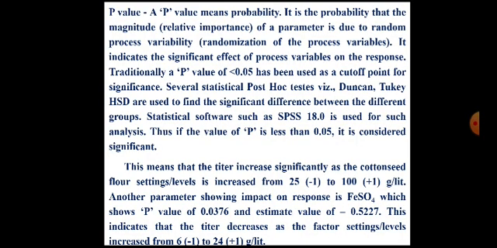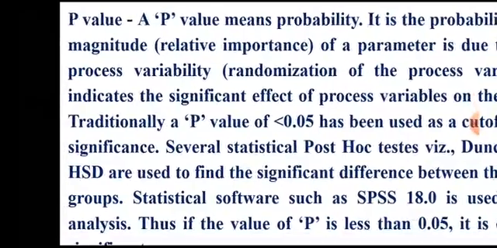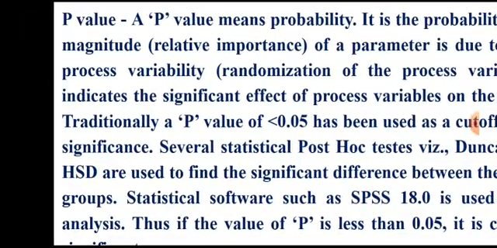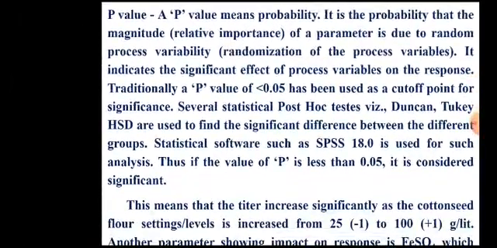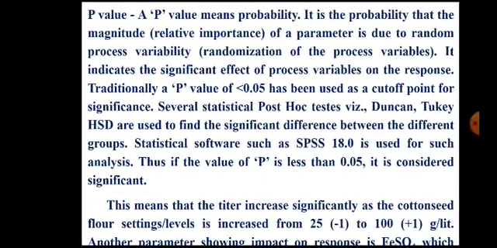So another parameter is p value. P stands for probability. It is the probability that the magnitude, which means the relative importance of a parameter, is due to random process variability, that is, randomization of process variables. It indicates the significant effect of process variables on the response.